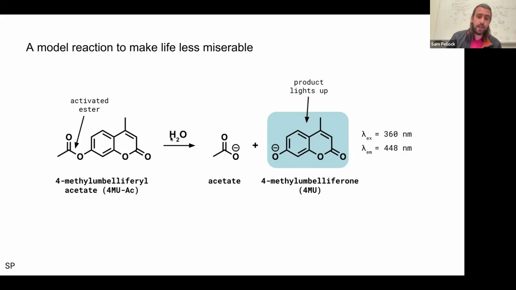Whenever it does hydrolyze, it forms acetate and then 4-methyl umbelliferone. This is convenient for us because 4-methyl umbelliferone lights up when you're at the right pH. You get a fluorescent signal. And so we can easily track this, and we have a little bit easier time with the chemistry because it's a more activated ester. Okay, so this is the reaction that we're going after.